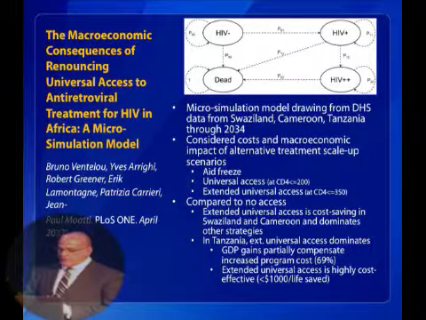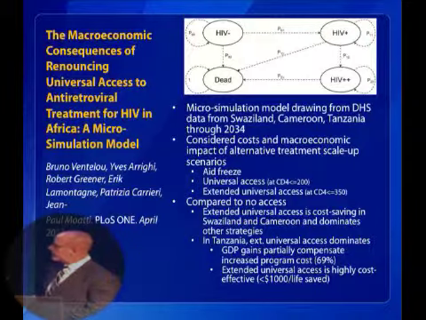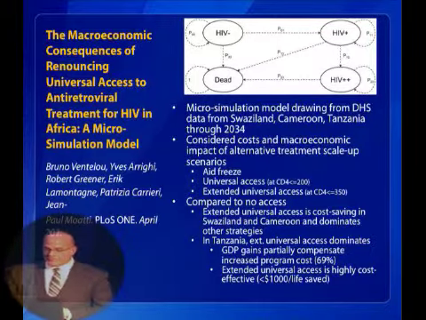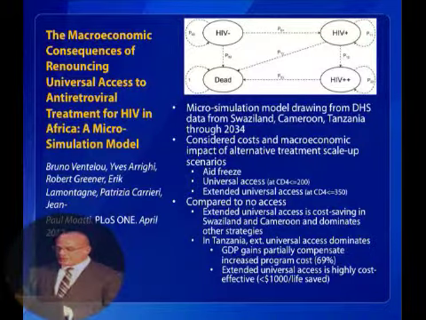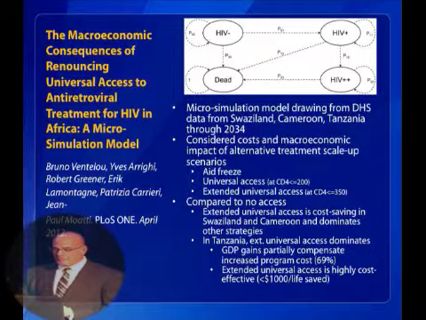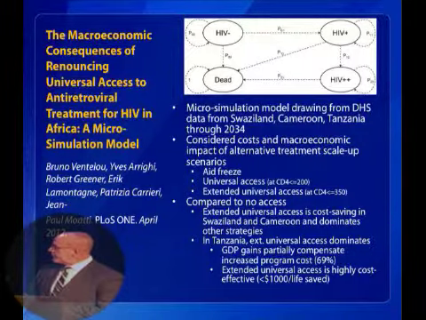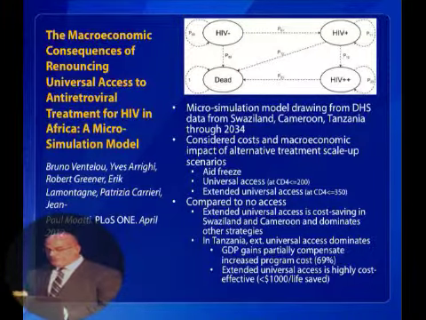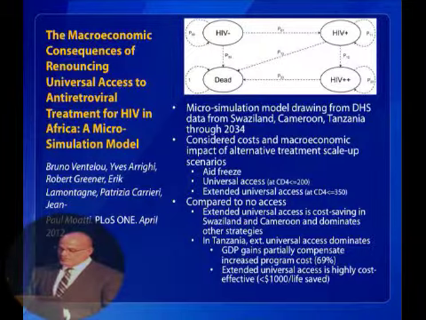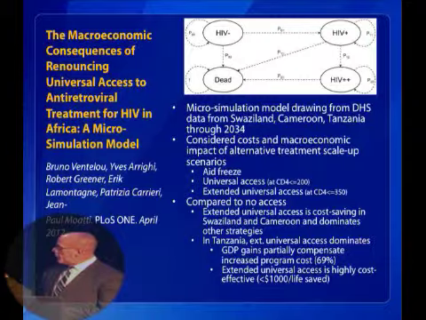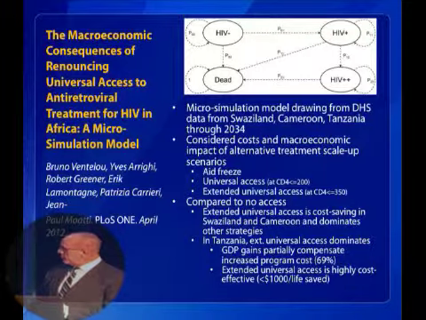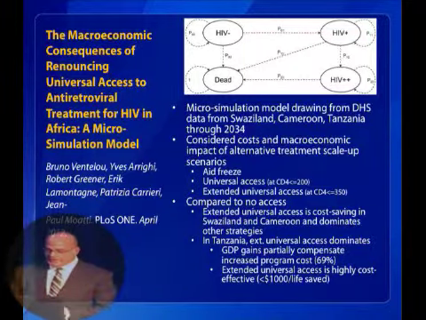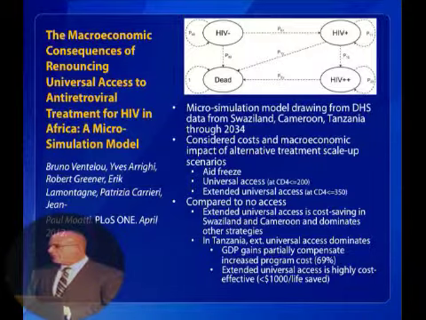They looked at one scenario that freezes coverage levels, one that provides universal access based on the previous guideline of initiation at CD4 less than 200, and one with extended universal access at CD4 less than or equal to 350. In all the cases, the dominant strategy was extended universal access, which is also cost-saving for society in Swaziland and Cameroon and dominates other strategies. In Tanzania, it only partially compensates the increased program cost and nets out, but it's still considered highly cost-effective.